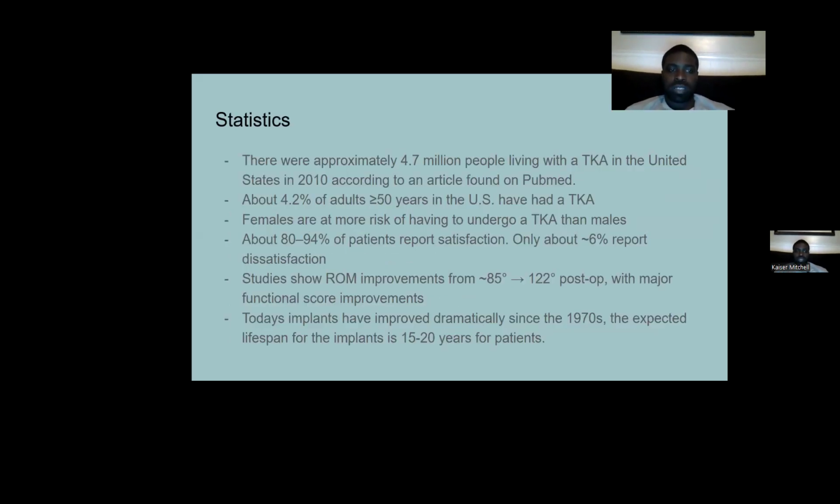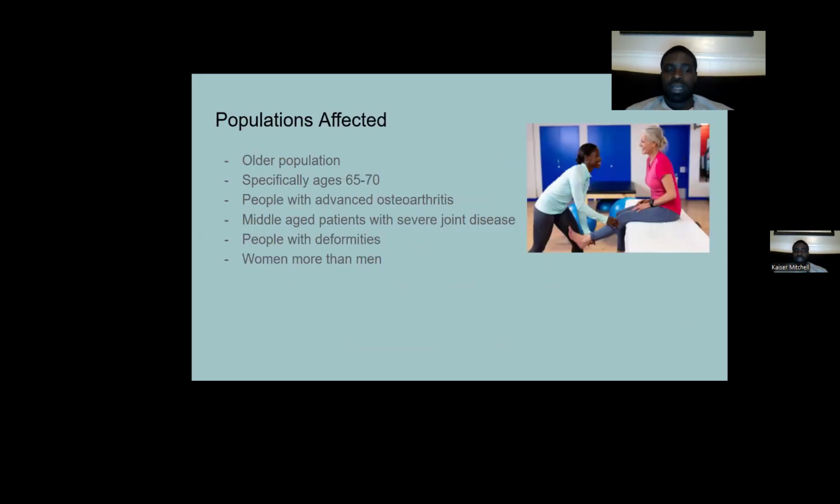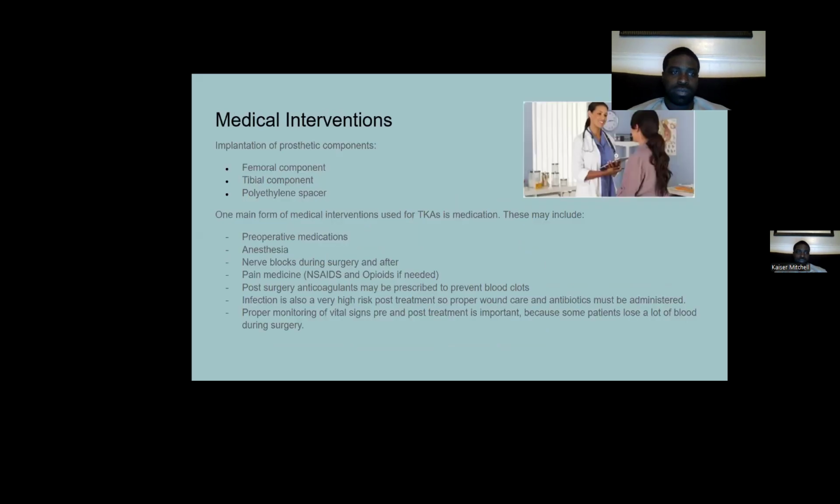So here are some quick statistics. One thing to note is females are at more risk than males for a TKA. Over 4 million people in 2010 had a TKA. And since the 1970s, late 1970s, when this procedure started, the lifespan for implants is about 15 to 20 years. The population affected is usually an older population, 65 to 70, but we're starting to see more middle-aged people have to get these as well.